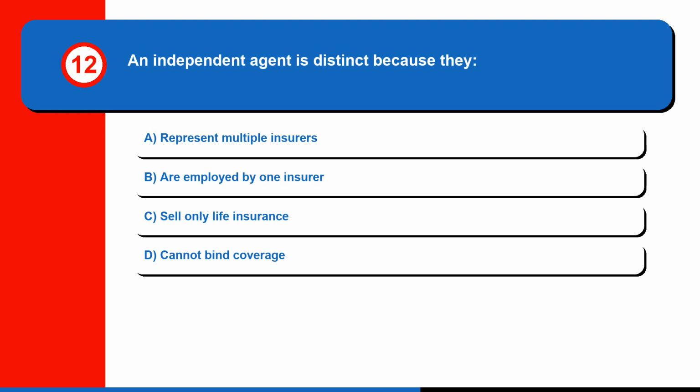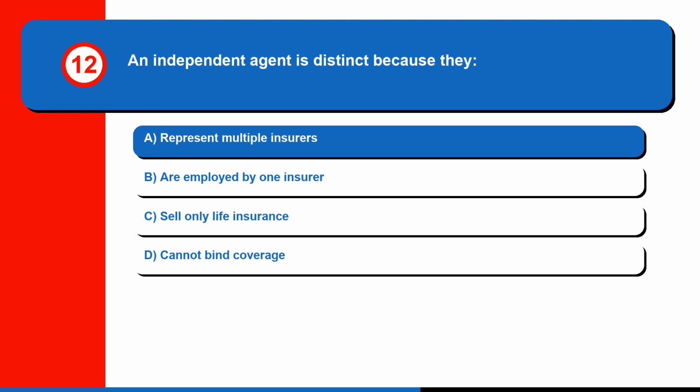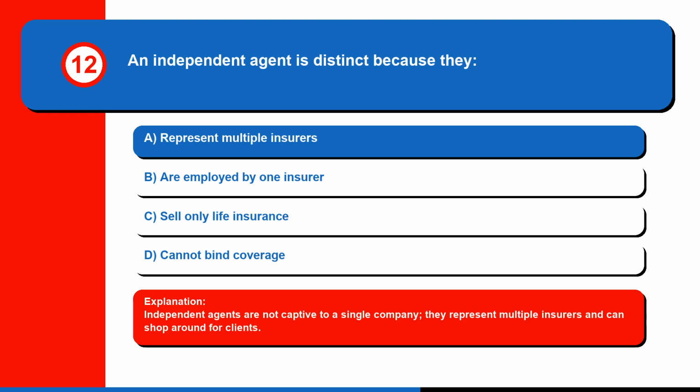Question 12. An independent agent is distinct because they A. Represent multiple insurers, B. Are employed by one insurer, C. Sell only life insurance, or D. Cannot bind coverage. The correct answer is A. Represent multiple insurers. Independent agents are not captive to a single company. They represent multiple insurers and can shop around for clients.